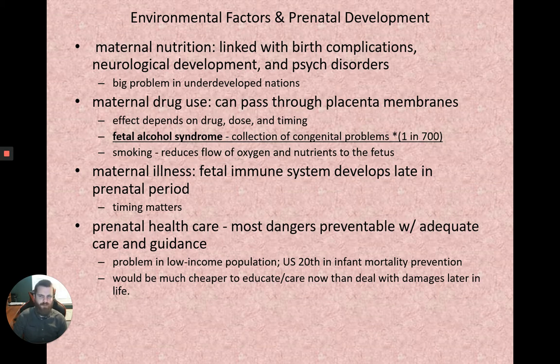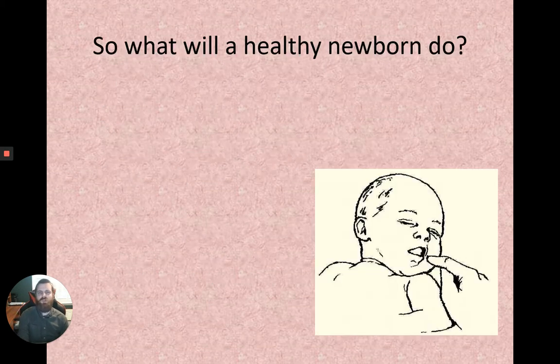So there's maternal illness, there's prenatal health care as well. Pretty much explained all those, so let's keep going. How would you actually measure what a healthy newborn is going to do? How do you know if you have a newborn who's growing in a healthy way?